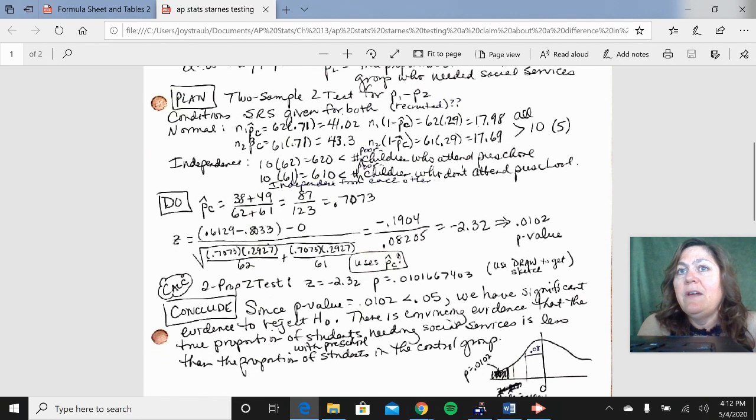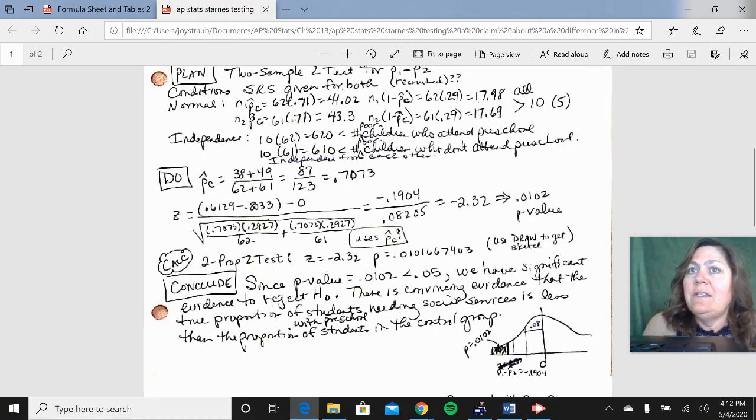Just a quick review there. I did the do by hand to show the whole long formula and filling it all in using p hat c, and the p-value that I got was 0.0102. If you ran a 2-prop z-test, then you got the same z value, but of course your p-value was a little bit more exact to your point going into the decimals, okay?